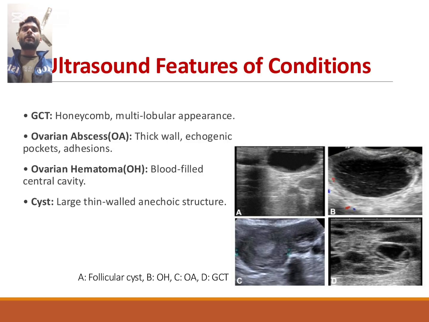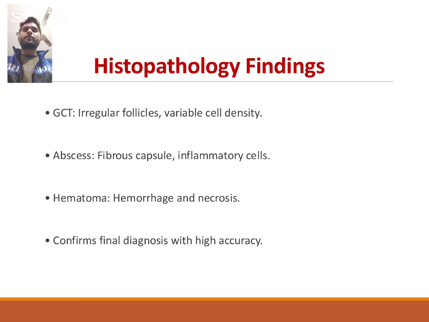Ovarian hematoma has a blood-filled central cavity, and there is a fibrin deposit, making it different from a cyst, which is only a water bag, or a completely aqueous structure, and a large structure. Histopathological findings: in GCT, irregular follicles and variable cell density are there. In abscess, there will be inflammatory cells and pus. In hematoma, hemorrhages and necrotized cells are there, confirming the condition of hematoma. So histopathological findings confirm the final diagnosis with higher accuracy.